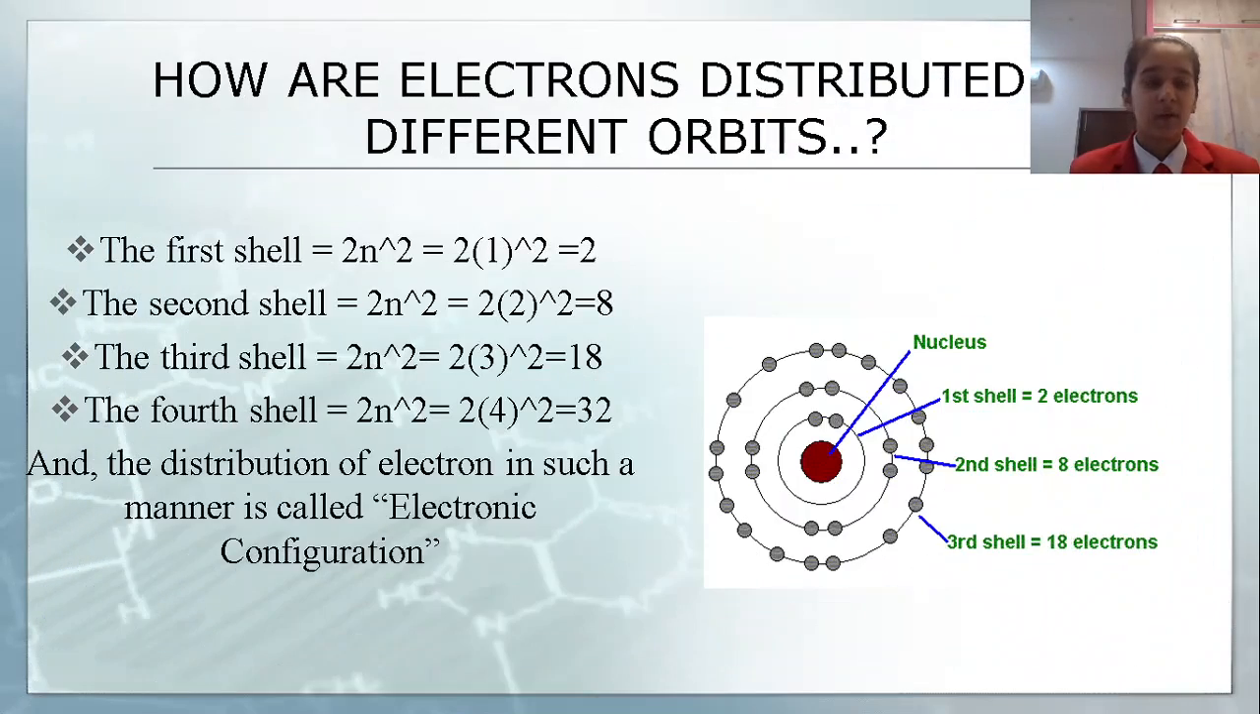Now let us see how the electrons are distributed in different orbits. First of all, there is a formula, that is 2n squared. Here n refers to the number of the shell. In the first shell, as the number of the shell is 1, in the place of n we will place the value 1, and in the first shell there are 2 electrons, as we can also see in the diagram. In the second shell there are 8 electrons, and in the third shell there are 18 electrons. It is called the electronic configuration of that atom.